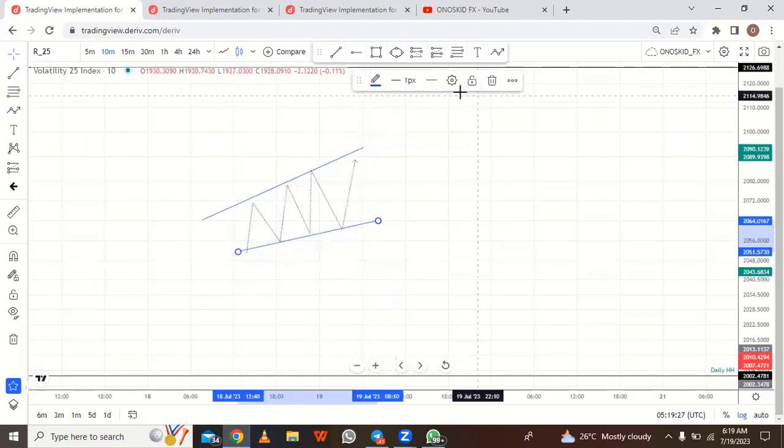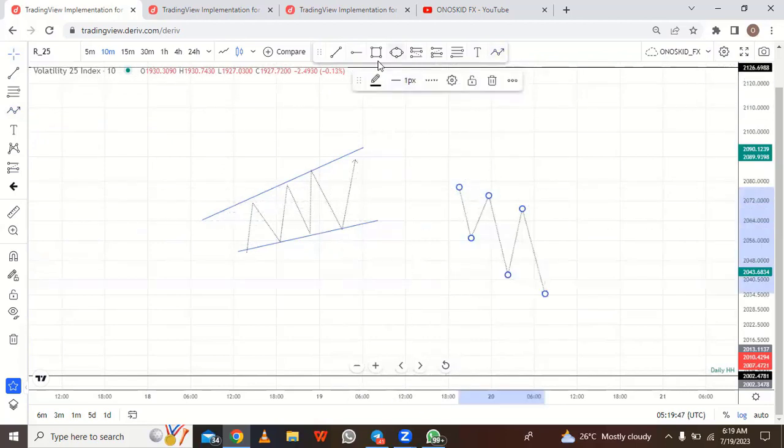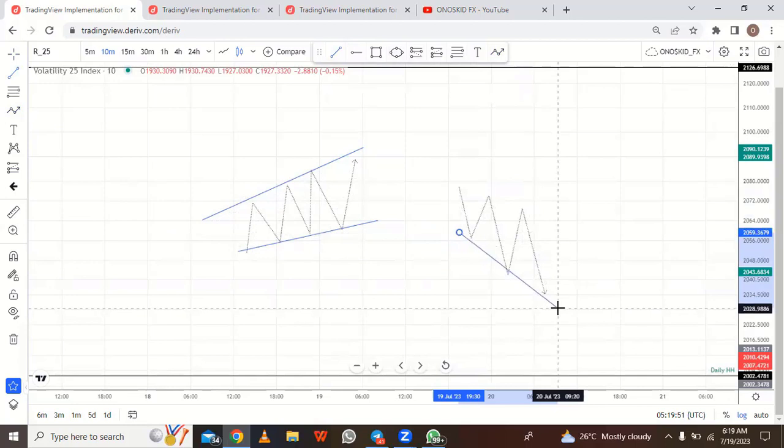So this is how a bear flag looks like. So this is actually your entry zone, probably from here, and you expect the market to break down. A bullish flag is just the opposite. You see the market rallying to the downside, and then you have just this line.